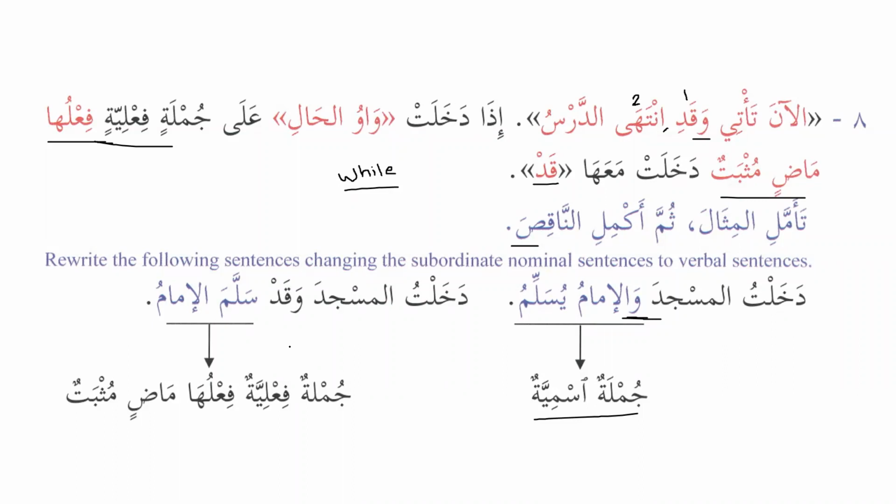Now what did we conclude over here? We have jumlatun fi'liyatun, a verbal sentence. Fi'luha madin, the verb is past, sallama, and muthbatun, it is affirmative, not negative. Excellent. So these are the two conditions that need to be met if we want to use waw al-hal with a verbal sentence. Most of the times in the Quran, and there are many examples in the Quran and also in everyday Arabic, I've noticed, it is used with jumla ismiya, but it is also possible that it can be used with the jumla fi'liya.